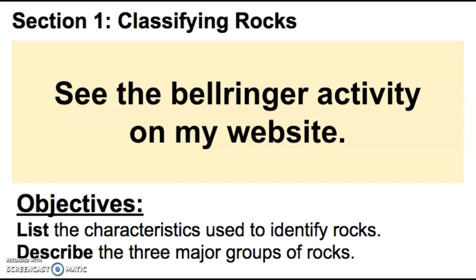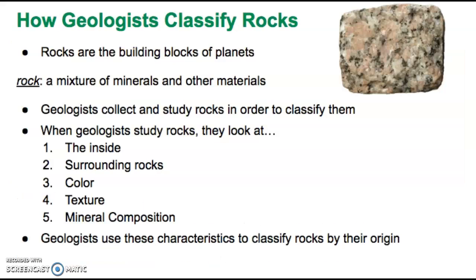In this video, we're going to be talking about Chapter 5, Section 1, which is all about classifying rocks. Now, there are two objectives that go along with this section today. The first thing you should be able to do when we're all said and done is list the characteristics used to identify rocks. The second thing you should be able to do is describe the three major groups of rocks. We will be exploring those three major groups in more detail as we move farther into Chapter 5.